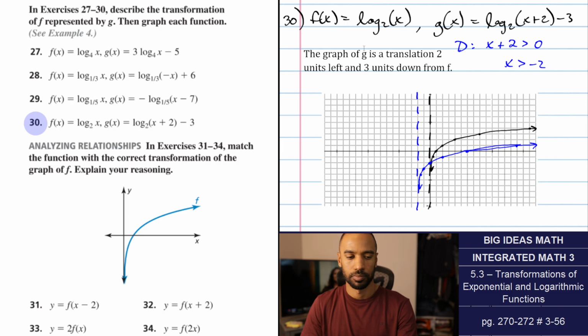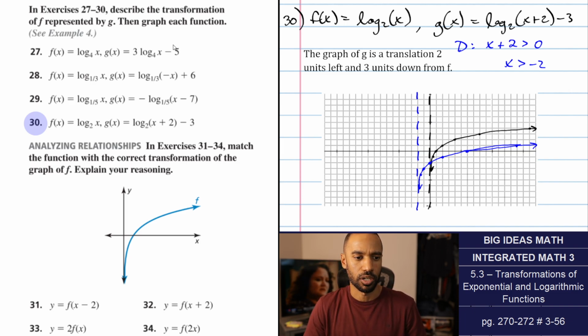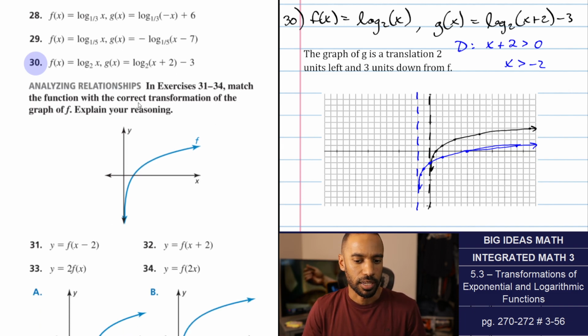Most normal. I guess we're not doing natural logs on graphs. Oh, at least not yet.